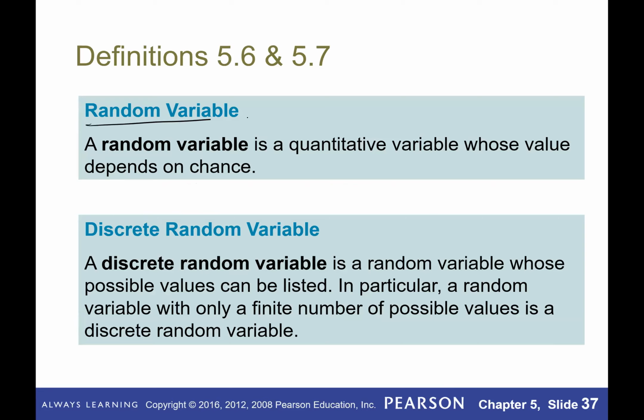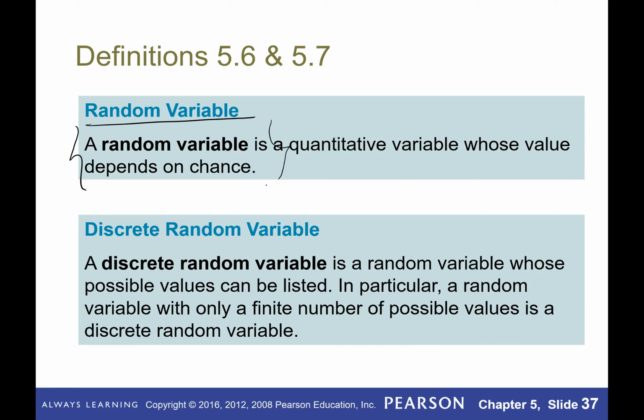So what is a random variable? A random variable is a quantitative variable whose value depends on chance. That means if you do an experiment, the value of the random variable will depend on the outcome you obtain, right? So that's why the value of the random variable depends on chance. And a discrete random variable is a random variable whose possible values can be listed.